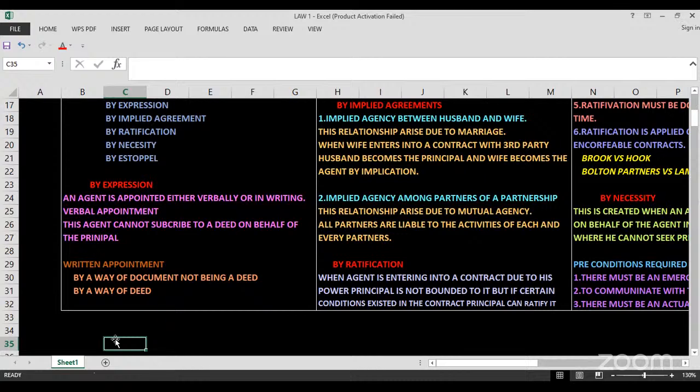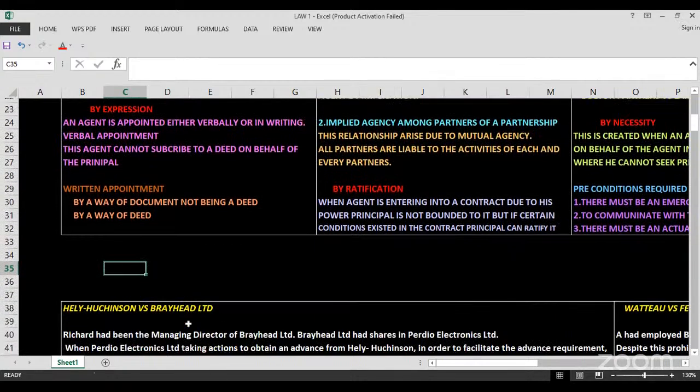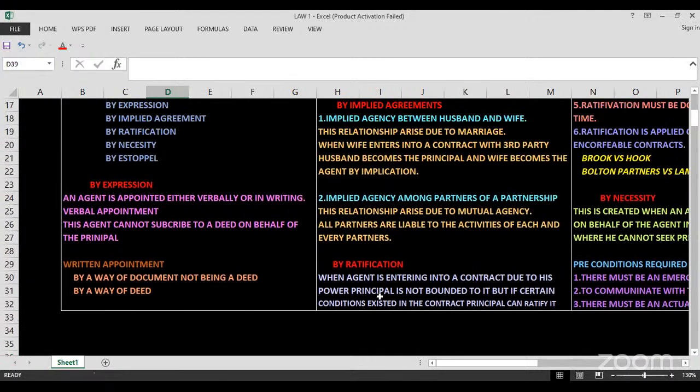The next one is by written appointment. This written appointment can happen in two ways. One is by way of a document not being a deed. The next one is by way of a deed. By way of a document means it's a document but not a deed. The next one is by way of a deed. Let's see what that is.